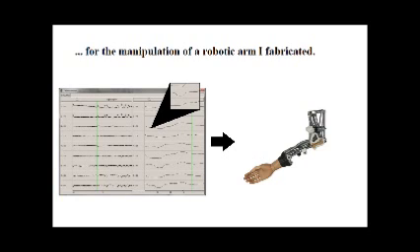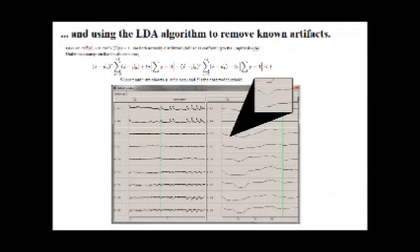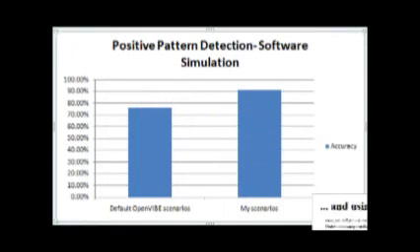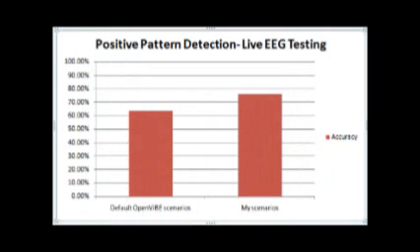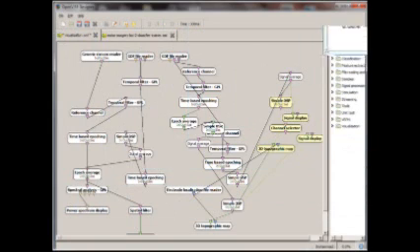I found that, by using vector quantization sampling methods using an algorithm I developed, and linear discriminant analysis to remove much of the unwanted artifacts from the data, I was able to increase the accuracy of detecting patterns by 15.5% during simulation and 12.5% during real-time use. My scenarios, despite putting a greater load on the CPU, were able to achieve a significantly higher positive pattern detection rate that could relate to a much easier training setup on the part of the patient.